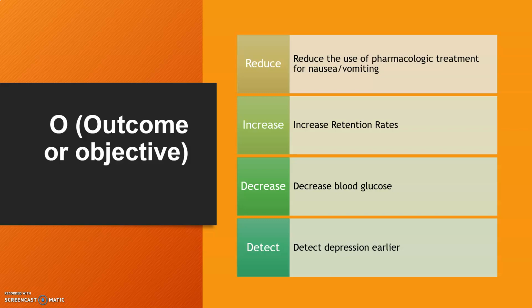Do you expect to see a reduction in the use of pharmacological treatment for nausea and vomiting because you're using aromatherapy? Or are you looking to see an increase in retention rate, increase of nurses? Or are you looking to see a decrease in blood glucose? Or are you looking to see early detection of depression because you're using the PHQ-9 scale? What outcome are you expecting to see?